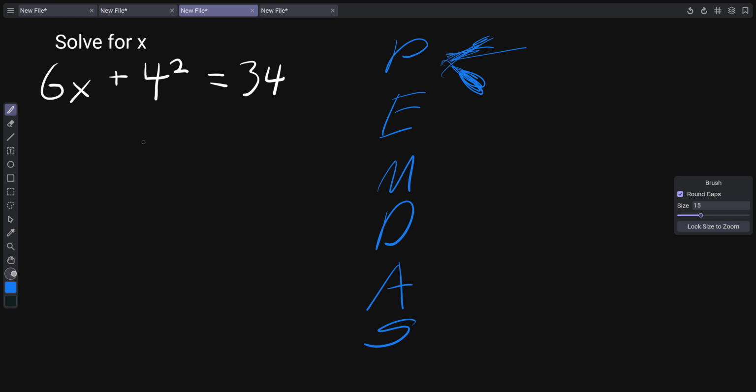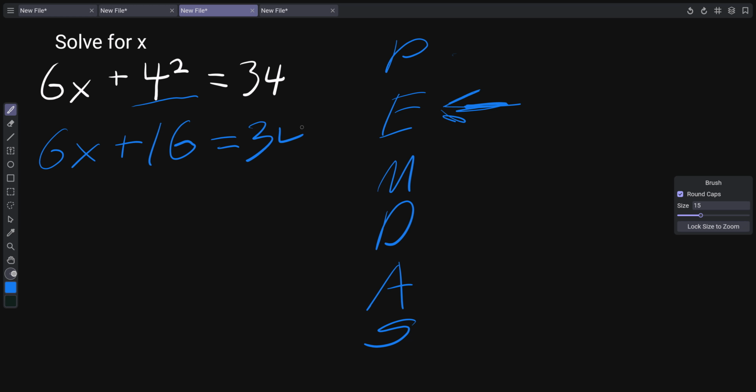Well, actually, in this case, there are no parentheses, so let me erase that. We would start with the exponent first. So in that case, it would be the 4 squared. So we'll go on. 6x. 4 squared would equal 4 times 4. That's going to just equal 16. So 6x plus 16 equals 34.